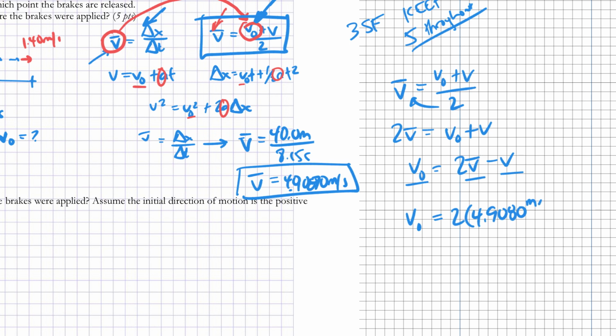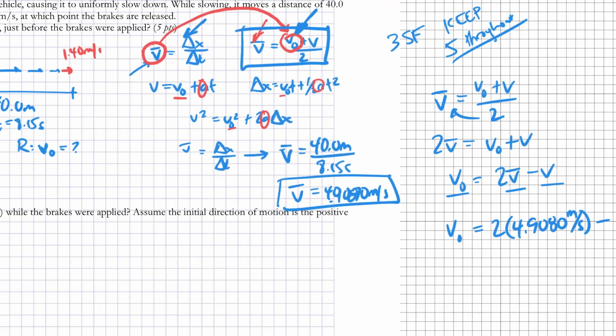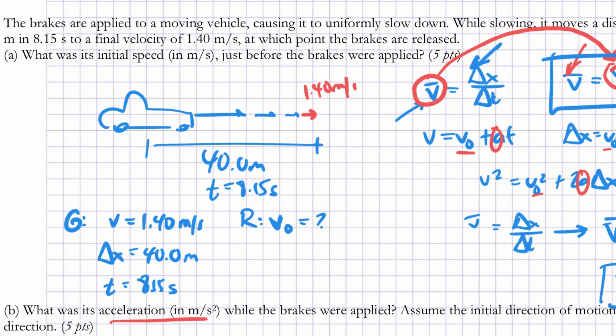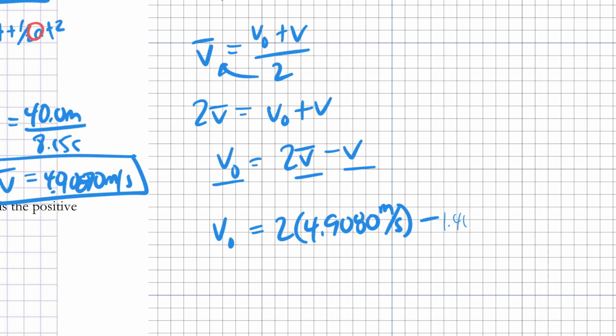And I'll just leave that in my calculator. I already have that in my calculator from the last step, so I don't even need to worry about any rounding there. Minus the final velocity, which was 1.40. We know it from right here. So we'll go 1.40 meters per second. Okay, so the initial velocity then is 8.4159, or really, I guess it's 60.